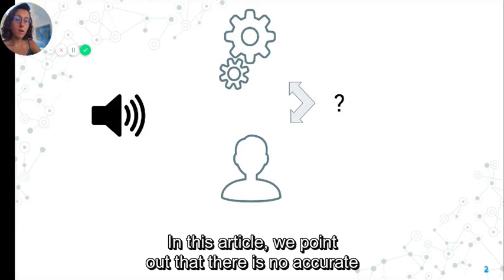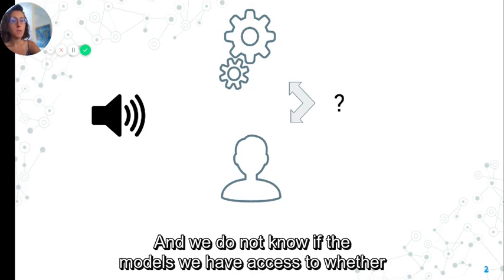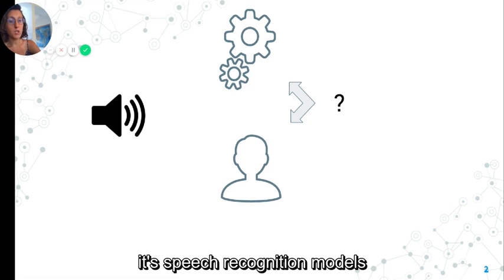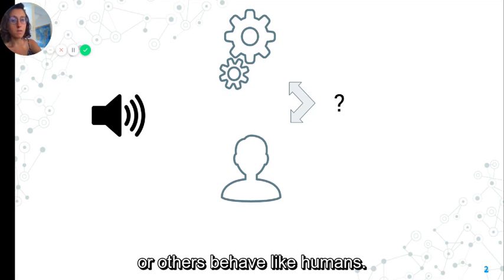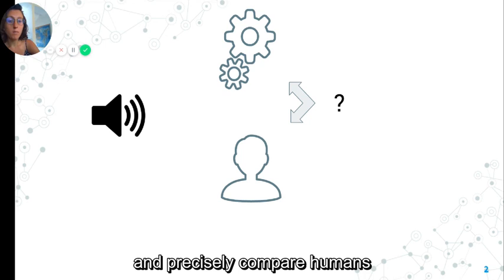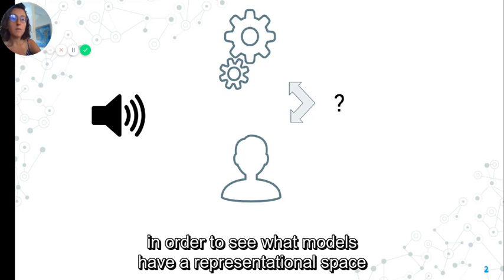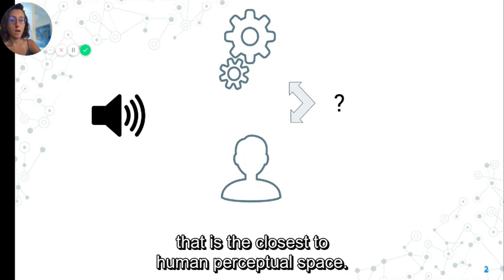In this article, we point out that there are no accurate computational models of human speech perception, and we do not know if the models we have access to, whether they are speech recognition models or others, behave like humans. We wanted to accurately and precisely compare humans and models on a low-level perception task in order to see what kind of models have a representational space that is the closest to human perceptual space.